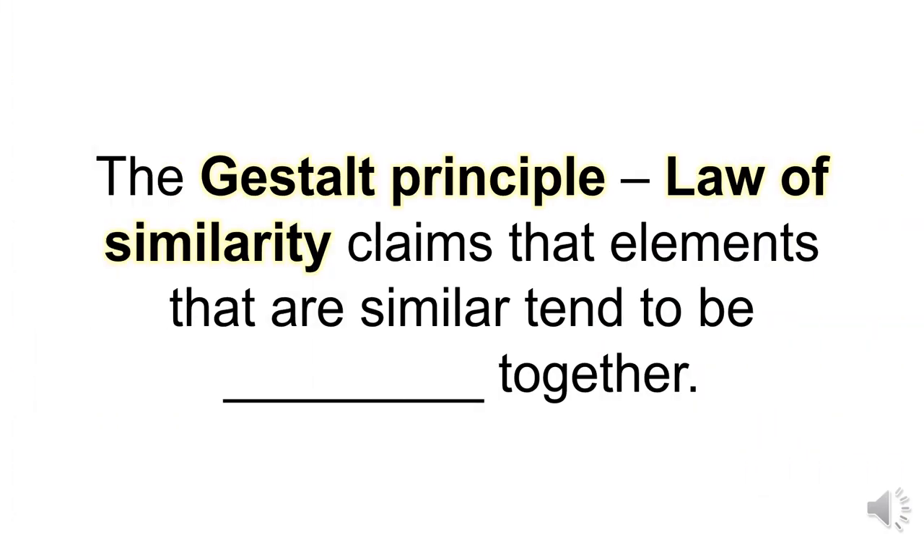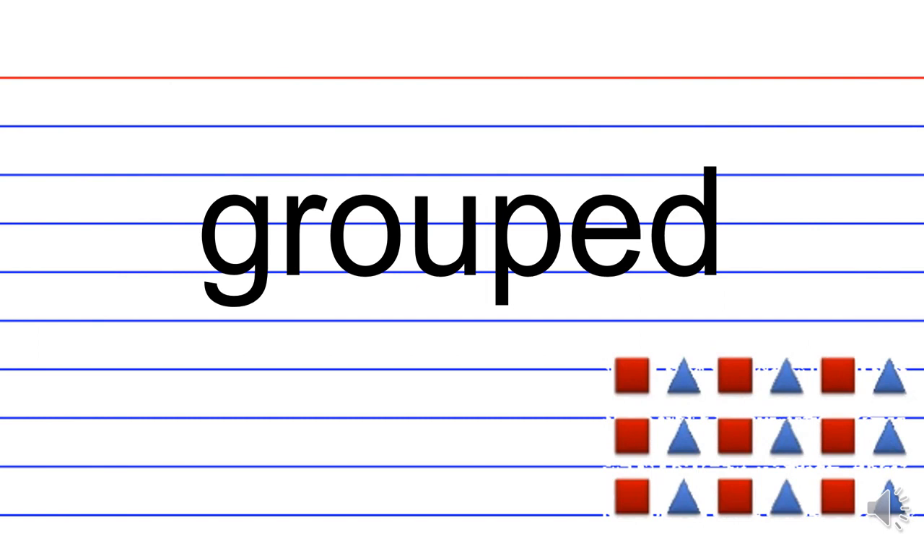Okay, now this is exciting. I like Gestalt principles. The Gestalt principle, law of similarity, claims that elements that are similar tend to be blank together. So what does this principle claim? It means grouped together. So that's what this law states.